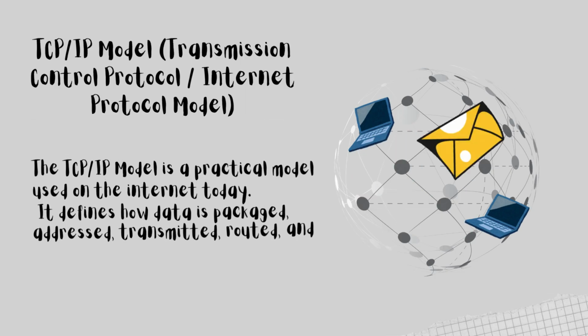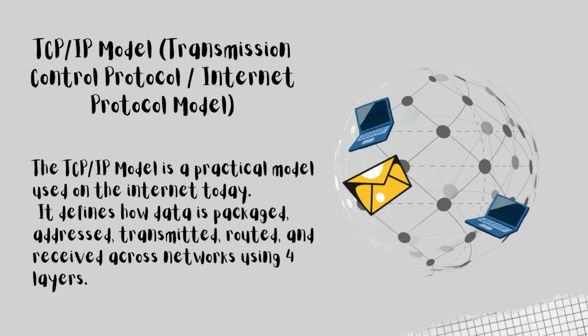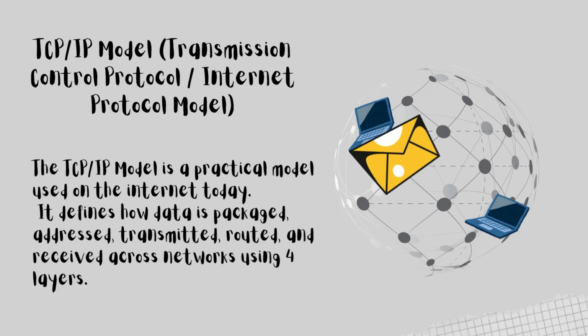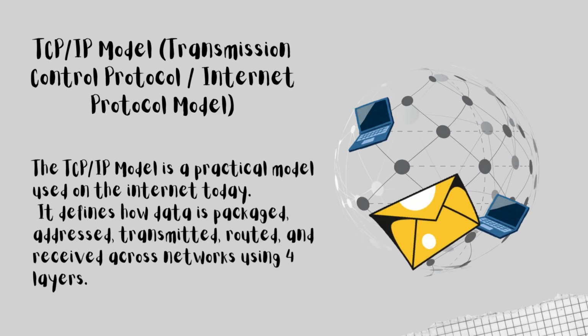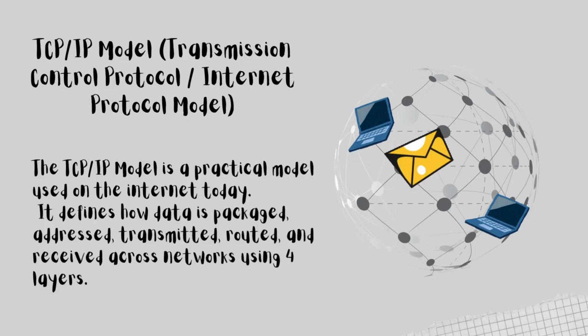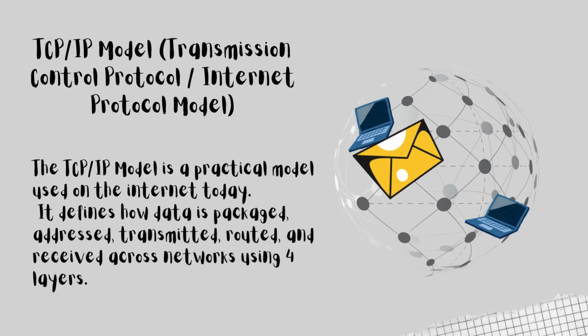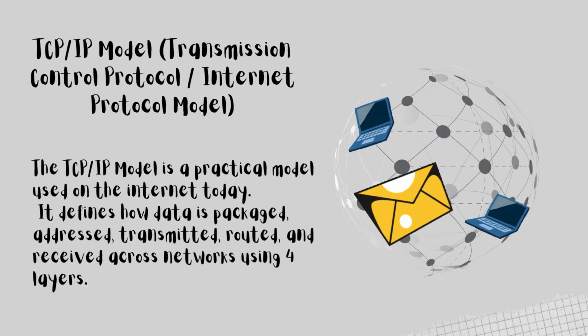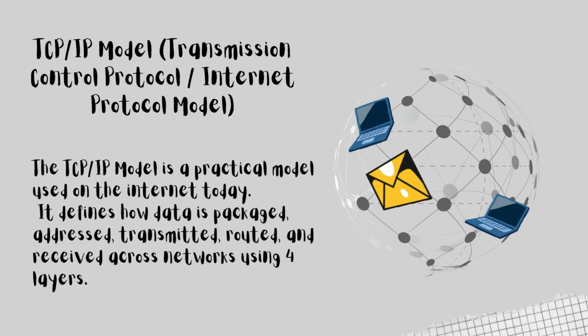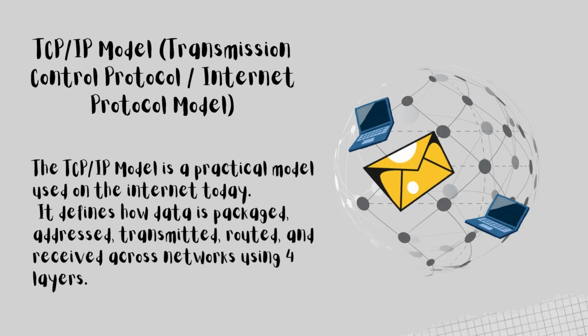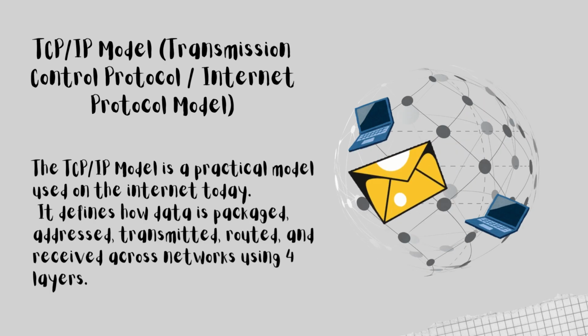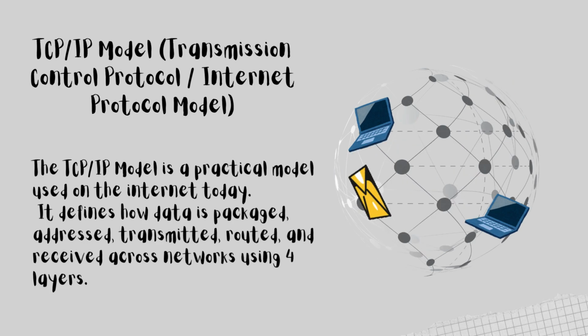Now, let's explore the TCP/IP model, which stands for Transmission Control Protocol and Internet Protocol. This model is the foundation of the modern Internet, the practical framework that makes global communication possible. The TCP/IP model defines how data is packaged, addressed, transmitted, routed, and received across interconnected networks. It breaks down the process of communication into 4 distinct layers, each with a specific role, from the physical movement of bits to the delivery of data between applications. In short, the TCP/IP model is what turns the Internet from an idea into a reality.